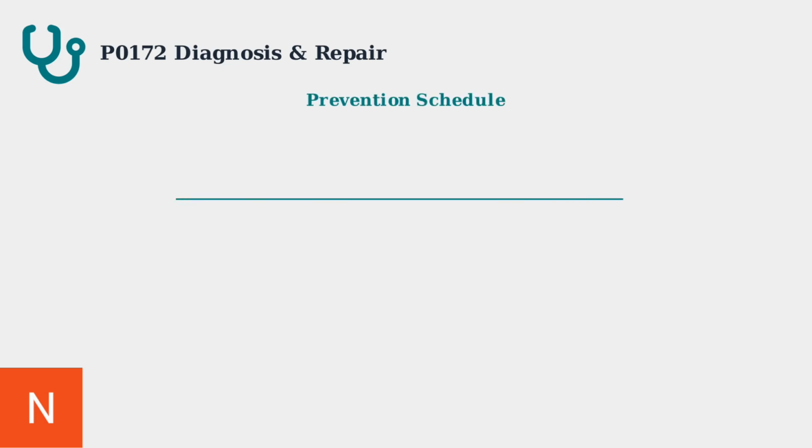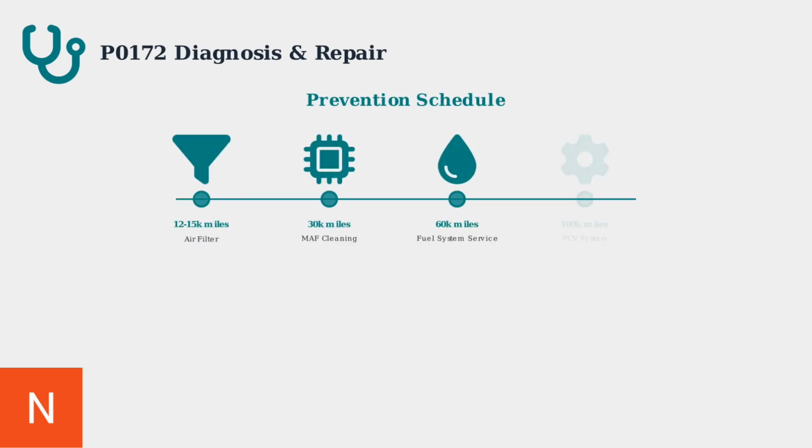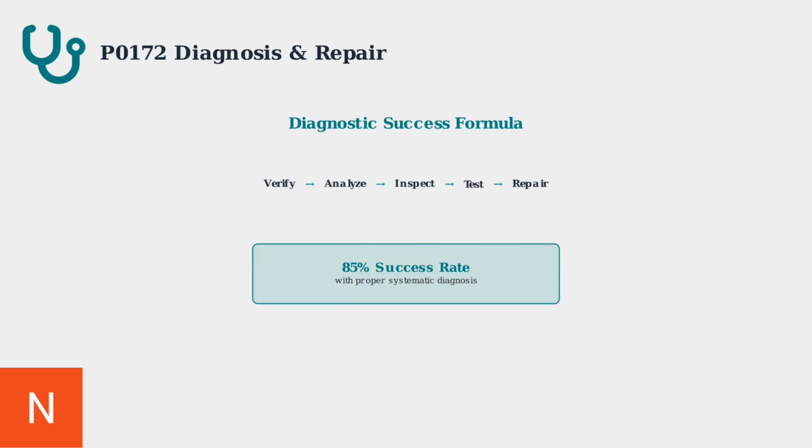Prevention is key to avoiding future P0172 codes. Replace air filters every 12 to 15,000 miles, use quality fuel with periodic injector cleaning, and maintain the PCV system according to manufacturer schedules. Successful P0172 diagnosis follows a systematic approach.